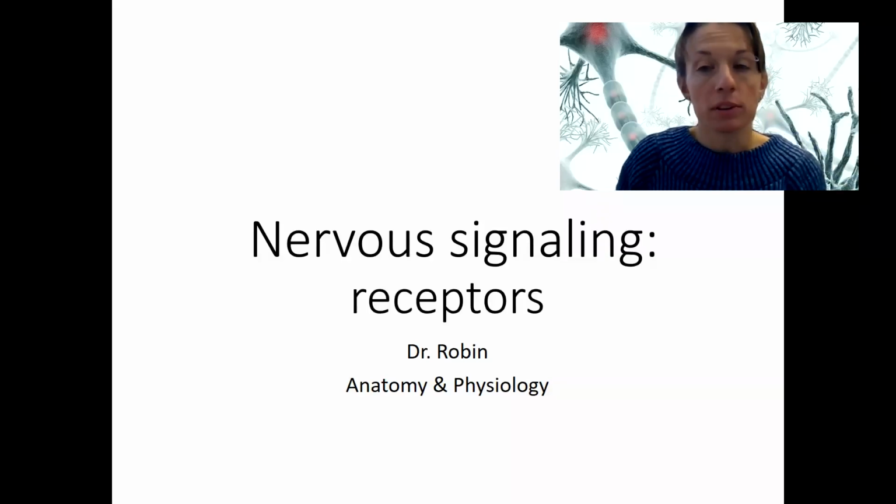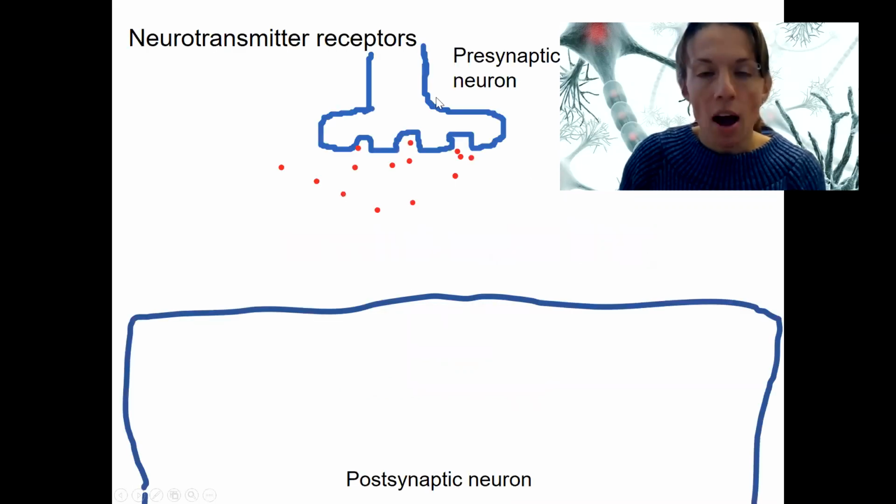Now let's talk more about the receptors that the neurotransmitters bind to. Neurotransmitters are released from the presynaptic neuron. Our presynaptic neuron releases neurotransmitters. Those are going to diffuse across the synaptic cleft, you could label this, and bind to receptors on the postsynaptic neuron. And this is how the signal passes from one cell to the next.